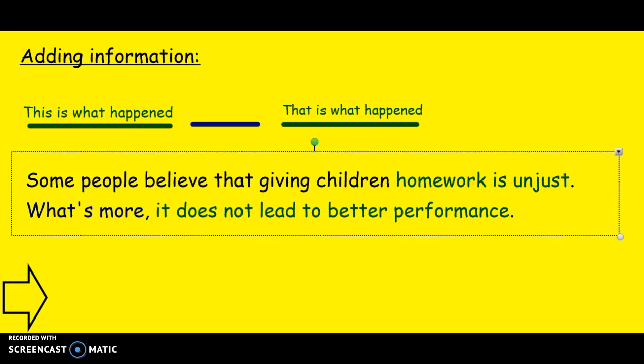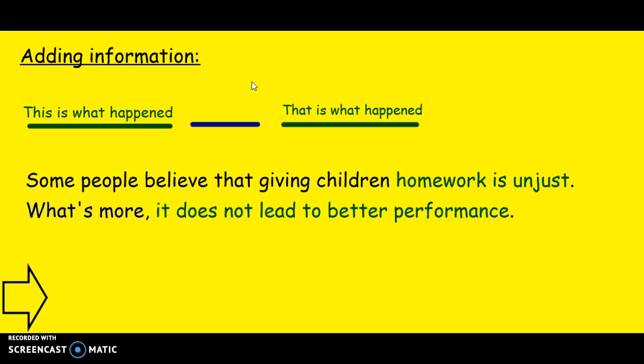Okay, the next set of linkers are linkers that are used for adding information. In this case, there is no contrast, but the information in the first sentence and in the second sentence express a similar meaning. We're just giving one more example, one more piece of information. For example, some people believe that giving children homework is unjust. So homework is unjust is my first piece of information.